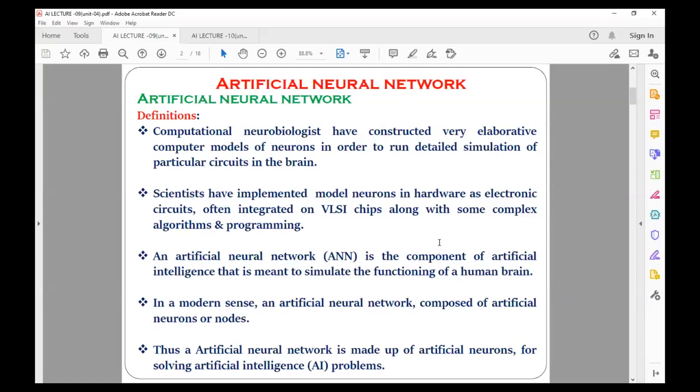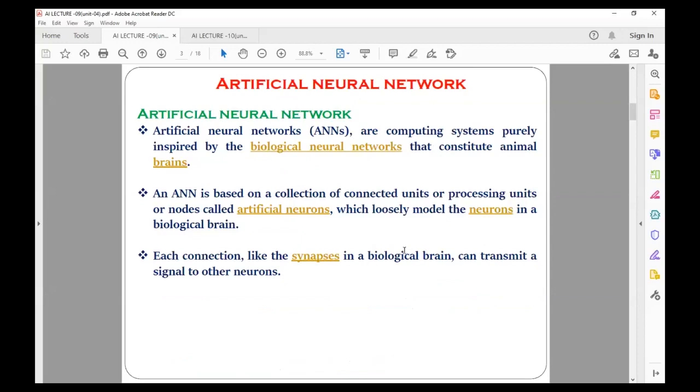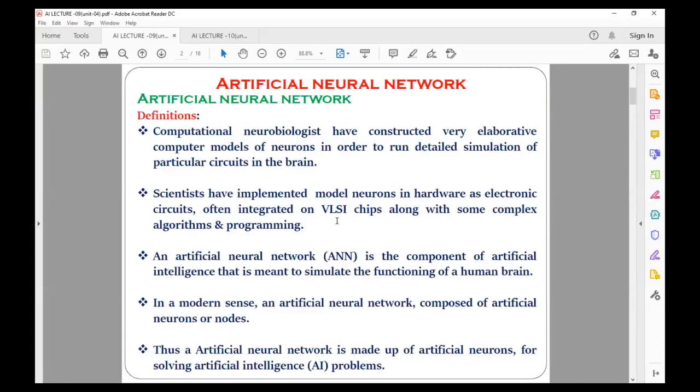So we have defined the artificial neural network in different ways. We defined that an ANN is considered to be a computing system purely inspired by the biological neural network that constitutes the animal brain. Or we defined it as based on a collection of connected units or processing units or nodes called artificial neurons, which are loosely modeled on the neurons in the biological brain.